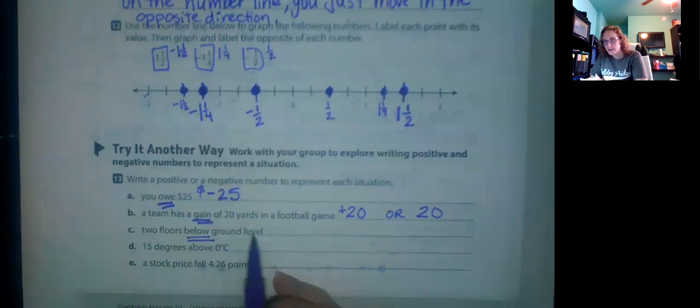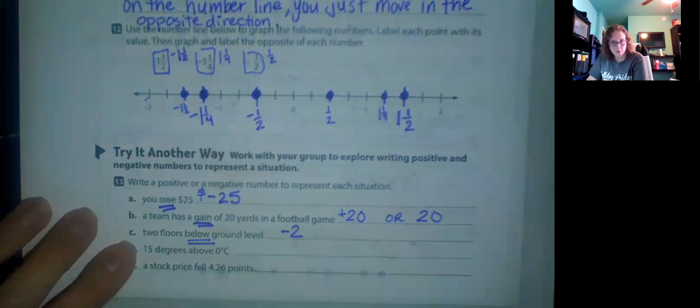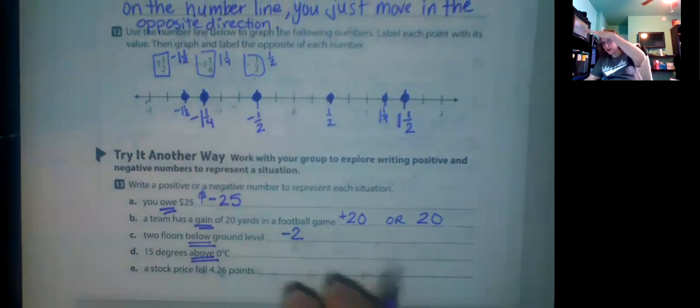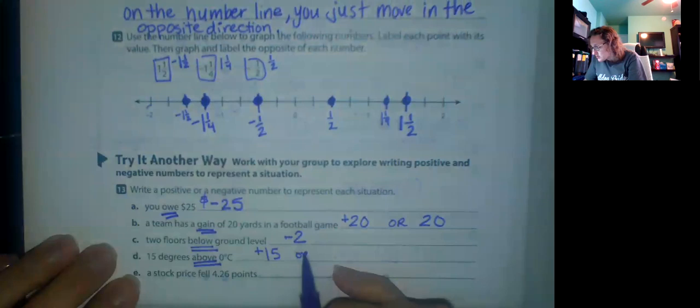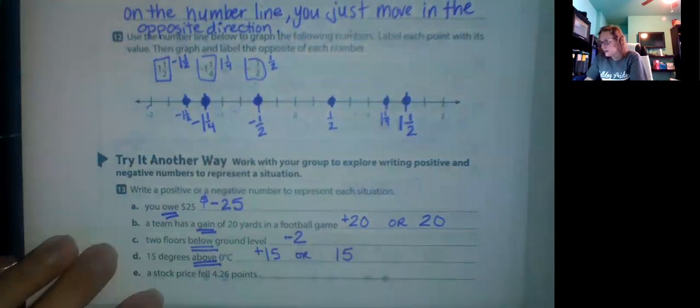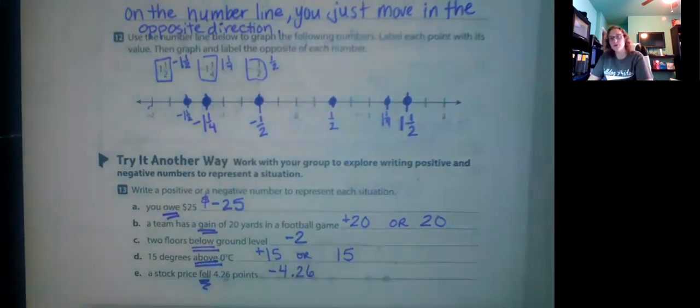2 floors below ground level. So if you're going down, that would be -2. 15 degrees above 0. So now we're going up. So that is a +15 or just 15. And the stock price fell 4.26 points. So if it fell, it's going down. So -4.26. Okay, I hope that made sense.